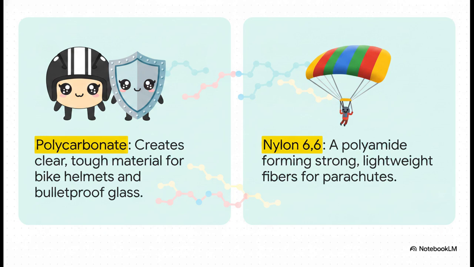On the left, we've got polycarbonate, also known as Lexan. Its specific bisphenol and carbonate linkages create a clear material that is literally tough enough to make bulletproof glass and heavy-duty bike helmets. On the right, we have nylon 6,6. It's a polyamide formed from very specific 6-carbon chains. This creates a fiber that is so incredibly strong, yet lightweight and flexible, it can save a skydiver as a parachute or just be woven into the clothes you're wearing right now.